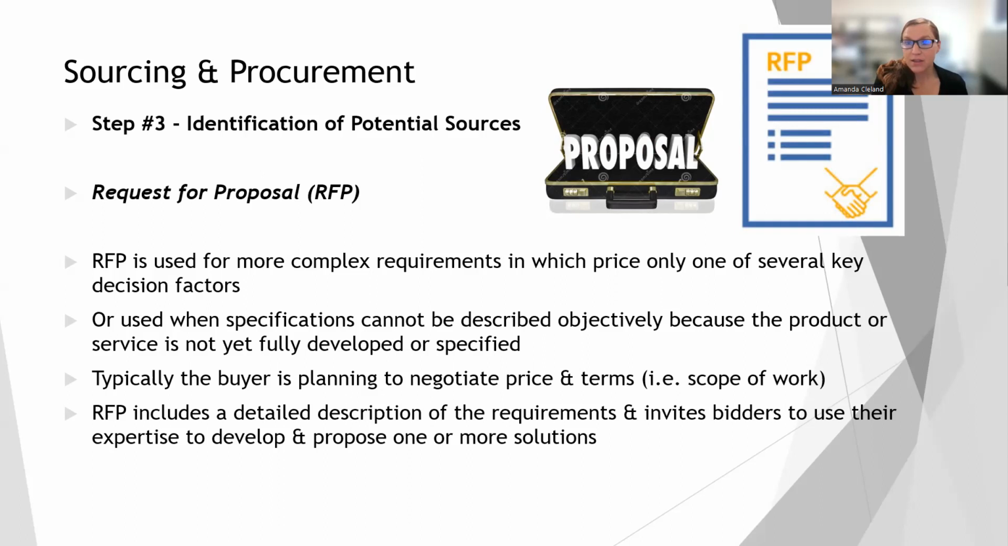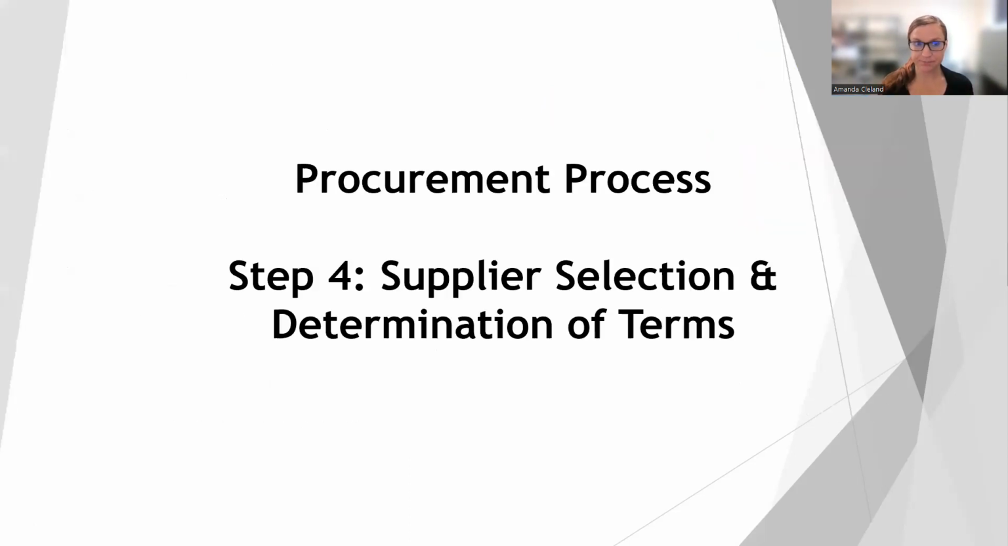And typically, the purchasing organization is planning to negotiate price and terms, including the scope of work. A lot of times you'll see this for intangible services because there's a lot of gray area in services. So the RFP is usually going to include a detailed description of the requirements, and it's going to invite our suppliers who are bidding to use their expertise to actually develop and propose one or more solutions. So RFP is used for the more complex types of purchases.